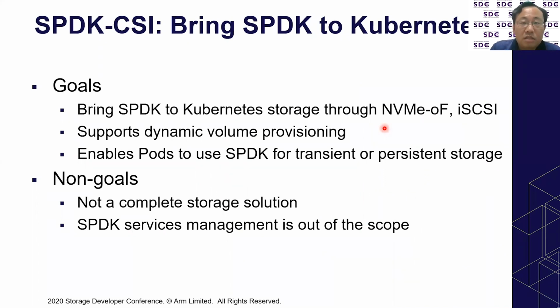So this is how the whole process works. So for SPDK CSI, this is our new project. This brings SPDK to Kubernetes. So the goals of this project are to bring SPDK to Kubernetes through NVMe and iSCSI, and support dynamic volume provisioning, and enable pods to use SPDK for transient or persistent storages. And non-goals: this is not a complete storage solution. So this only creates block devices and file system accesses to the remote block, but this is not a complete storage solution. And the SPDK node management is out of scope.